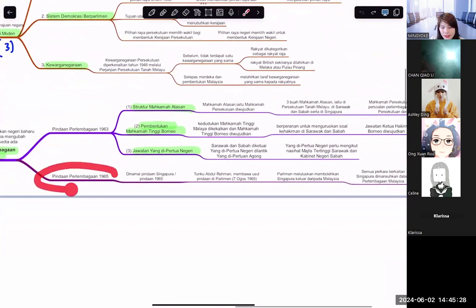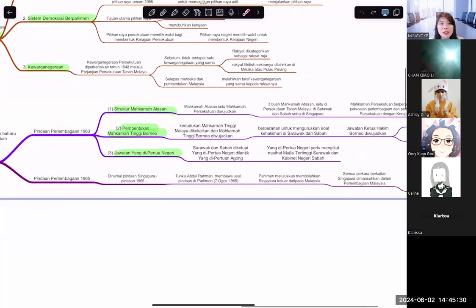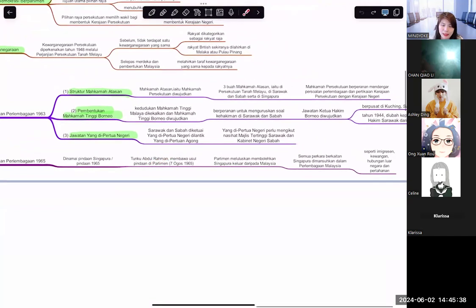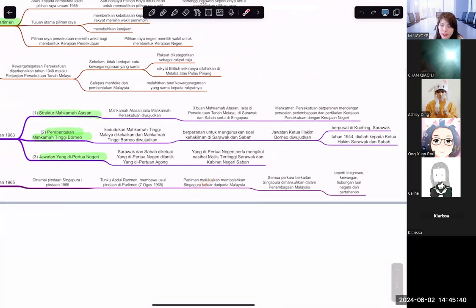Last is amending our constitution in 1965 is when Singapore left. They break up. So Tunku Abdul Rahman bring this proposal to Parliament. Parliament approved. Singapore left. And Singapore, everything regarding to Singapore are abolished. These are the things that they abolish. Understand?